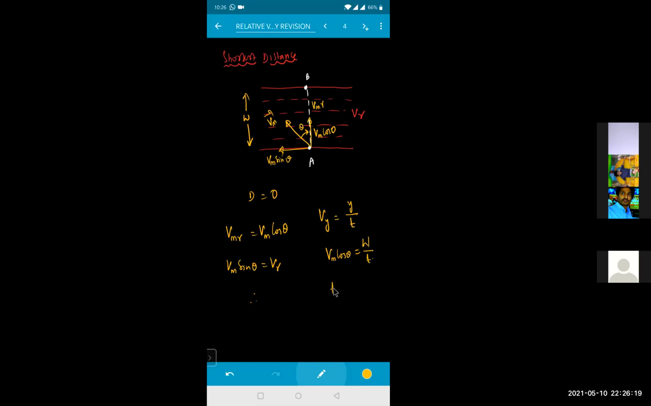From this I can calculate the time taken for the shortest distance. W will be equal to Vm cos theta times T, or T is equal to W by Vm cos theta. So these are the important relations and concepts you need to remember. For shortest distance, go against the flow of water; for shortest time, go in the direction of the current. That will give me the answer. Is that clear for everyone?